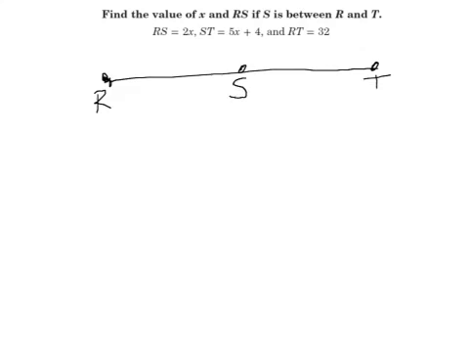And then I'm going to go ahead and label the different pieces of this. I'll use a different color. RS is 2x. ST is 5x plus 4. And the whole distance from R to T is 32.